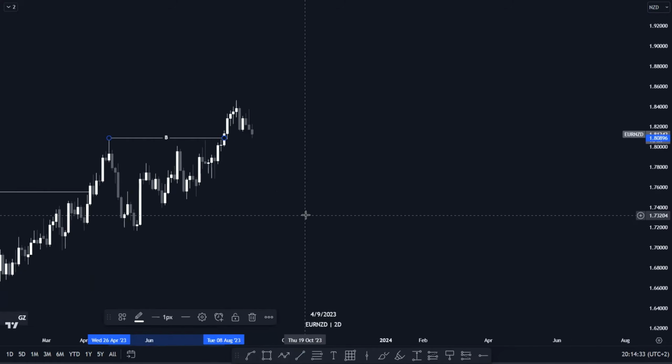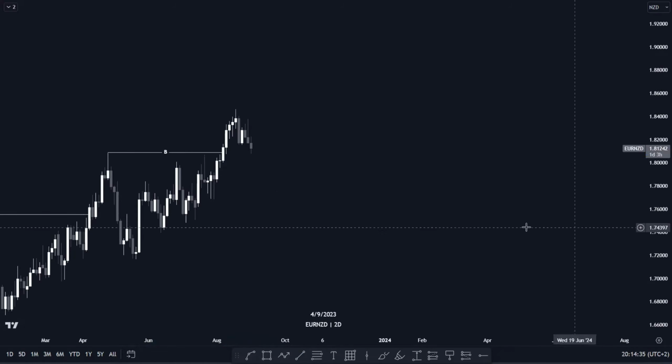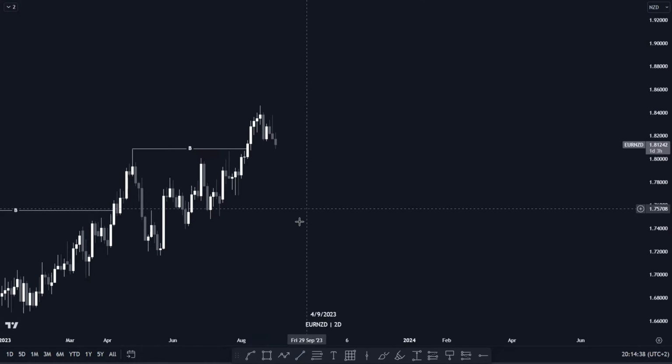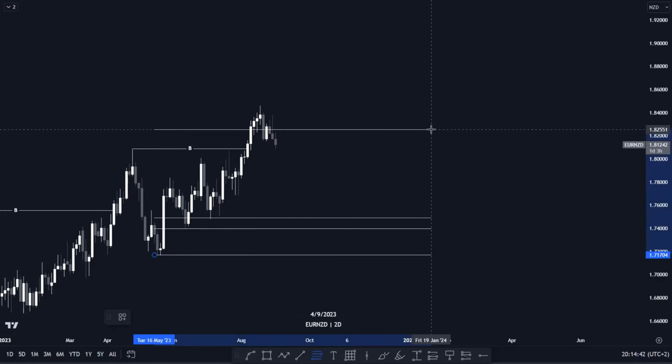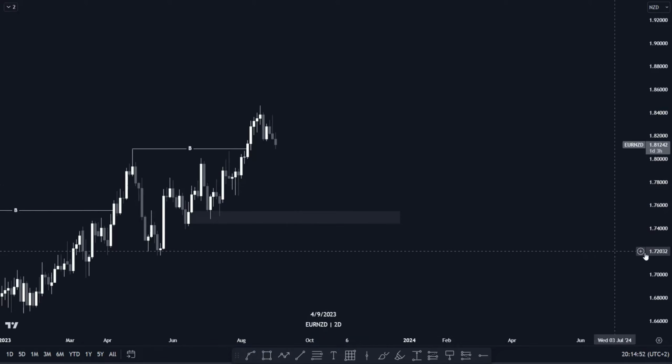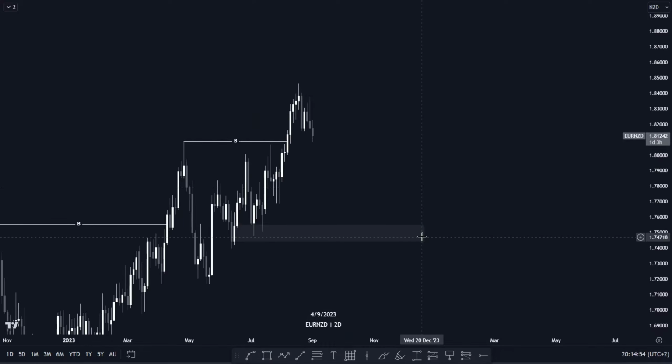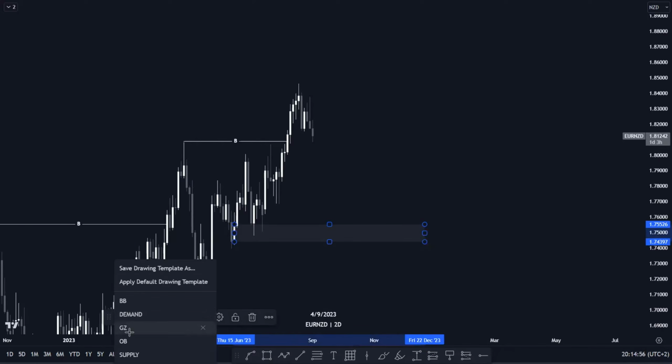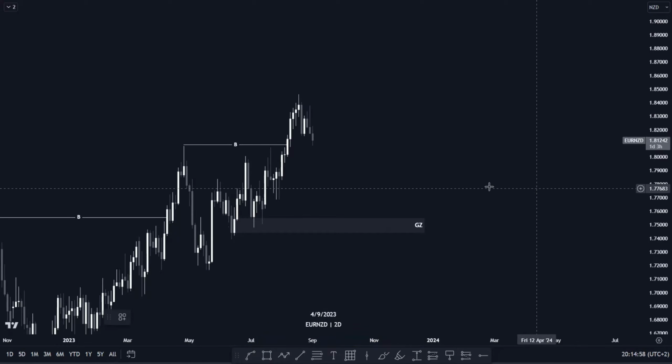Once we have that, we can clearly see that we can take our golden zone and look for our entries somewhere at this area here. This is going to be your golden zone. But mind you, this is on our 2 daily chart.